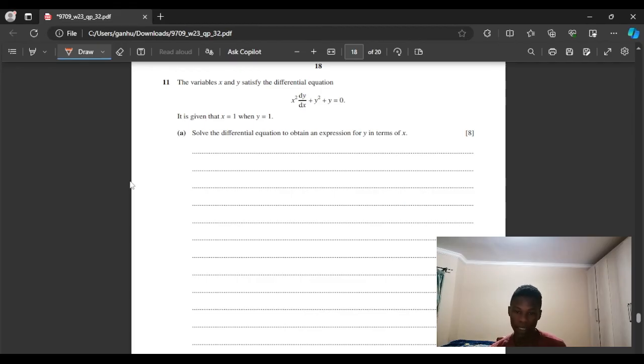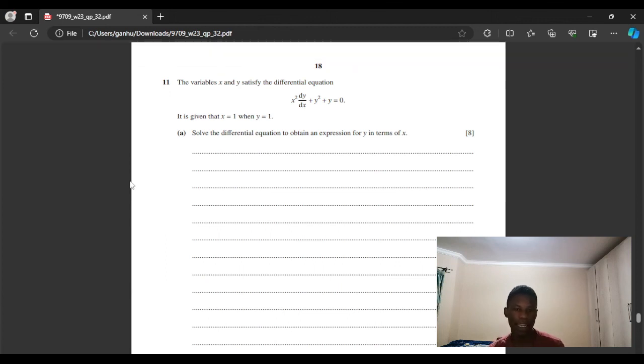Now let's move on to number 11. The variables x and y satisfy the differential equation x squared dy/dx plus y squared plus y equals 0. It is given that x equals 1 when y equals 1. Solve the DE to obtain an expression for y in terms of x.